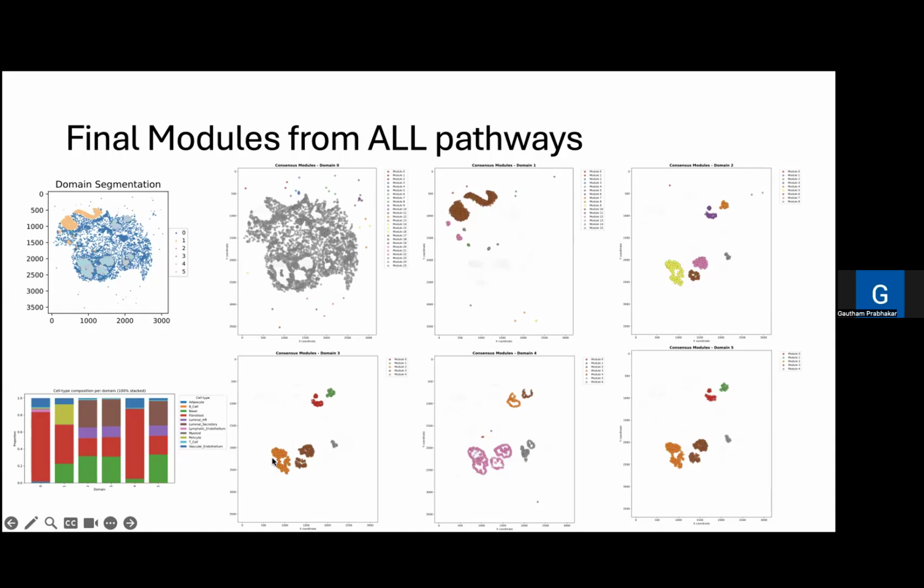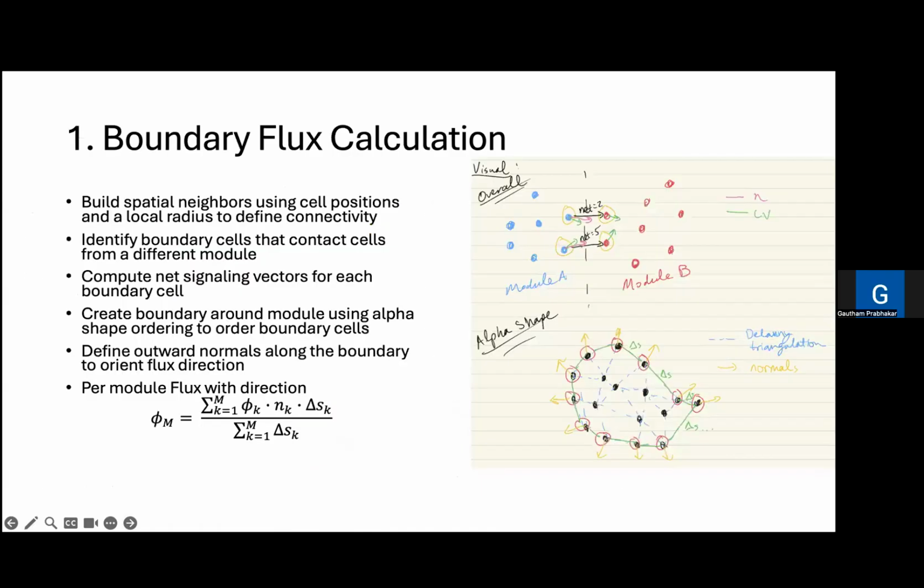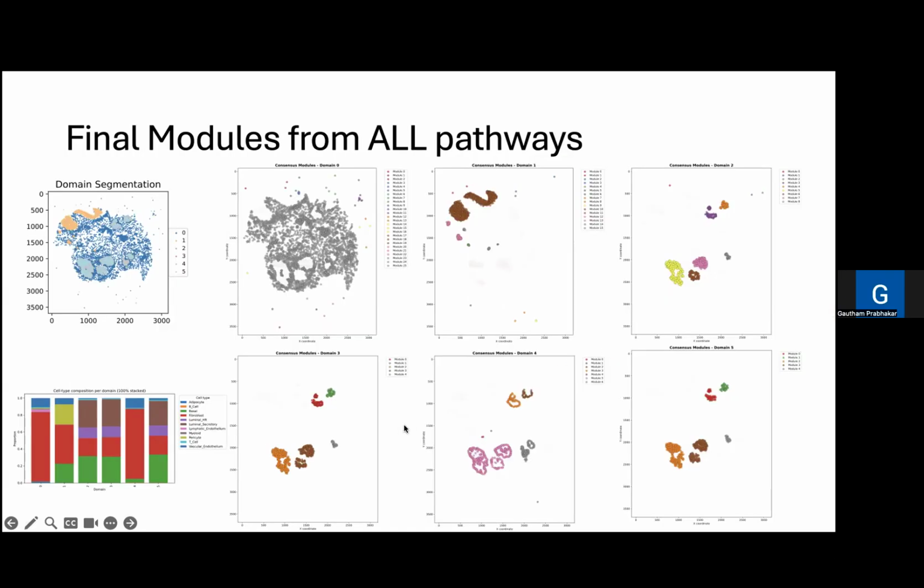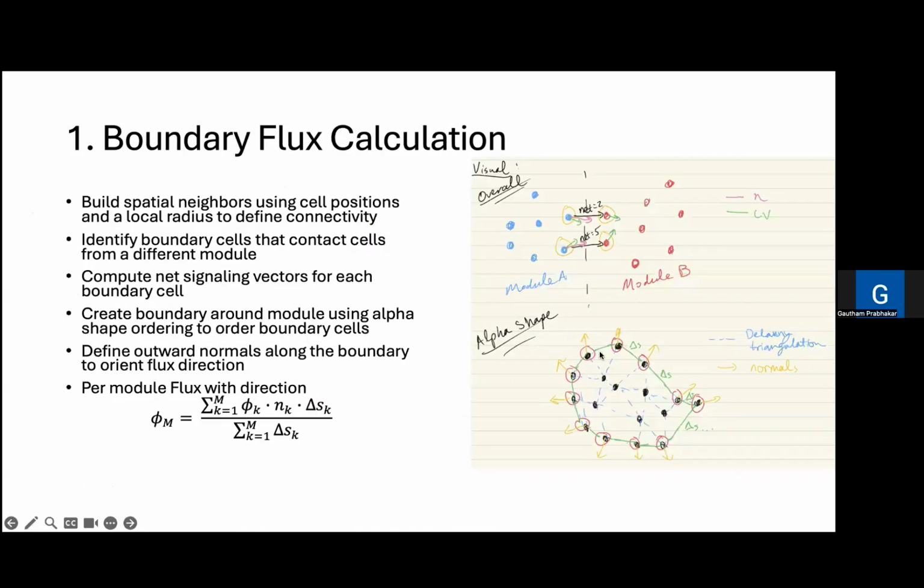Kind of like that. And so what I did is I defined a function of flux in which we take each of these modules and we draw an outline with this thing called alpha shape. And pretty much we use the vectors to distinguish whether signal flows in or flows out of different regions of the tissue of the module. And so it just quantifies how information flows in and out of each of these modules, in essence.